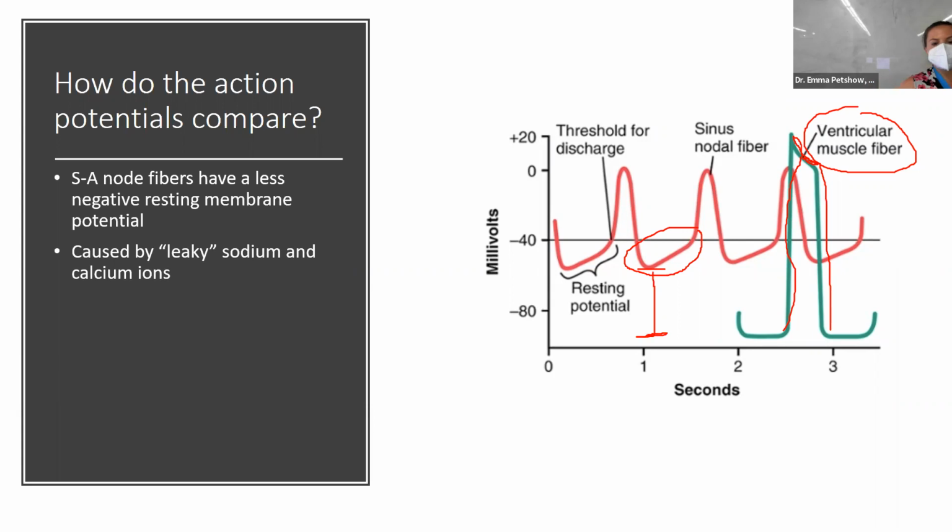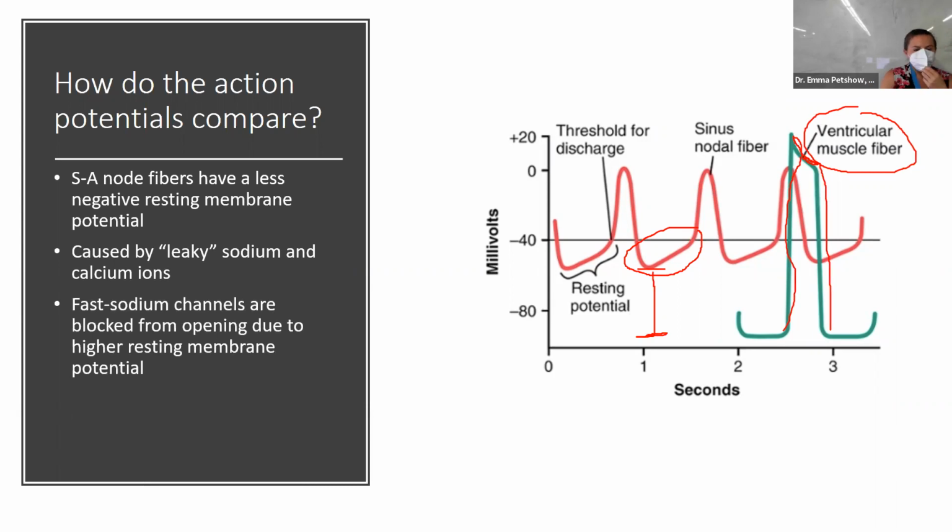This is caused by leaky sodium and calcium ions. What do I mean by leaky? It means that they have funny channels that allow sodium and calcium to leak in and out of the membrane, versus our normal ventricular or atrial muscle fibers, which don't have those leaky channels. Fast sodium channels, therefore, are blocked from opening because the resting membrane potential is too high. We remember our fast sodium channels open at resting membrane potential and allow for that phase 0 huge depolarization. That's what happens in our normal contraction. In our conduction pathway, because we're starting at a much more positive, though still negative, resting membrane potential, fast sodium channels do not open, causing that huge depolarization. So that's a big key difference between the self-excitatory process of an SA node and the action potential of our cardiac muscle fibers.